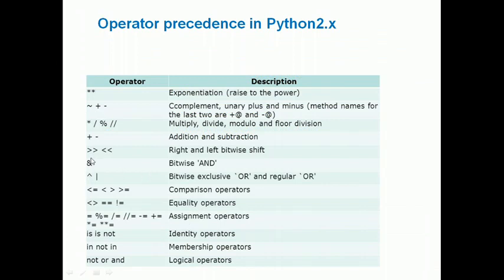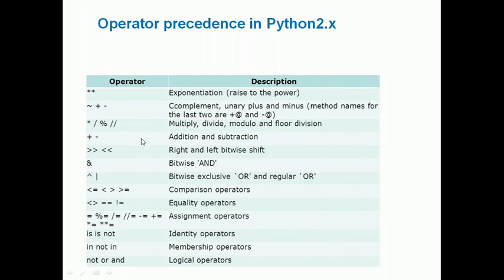Python also supports left shift and right shift, that is the bitwise shift operators. Left shift corresponds to multiplication by 2 and right shift corresponds to division by 2. That means if you left shift a number by one location, you are multiplying that number by 2. If you left shift that number by 2 locations, you are multiplying that number by 4. Python supports bitwise ANDing, bitwise ORing, bitwise XORing. It supports comparison operators and many other operators.